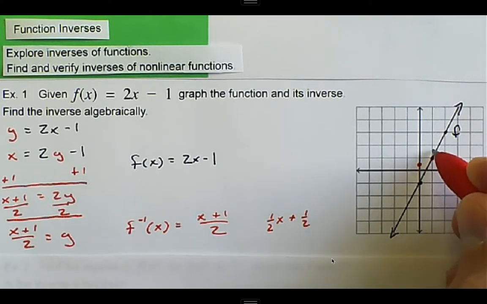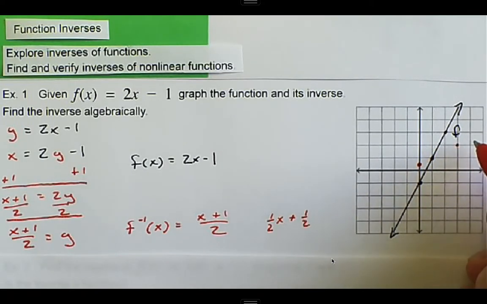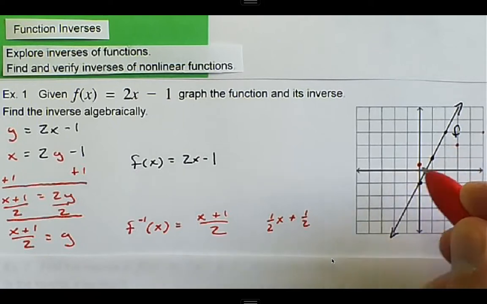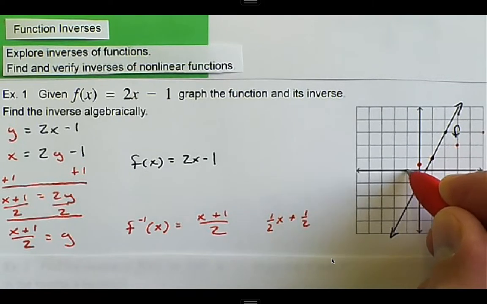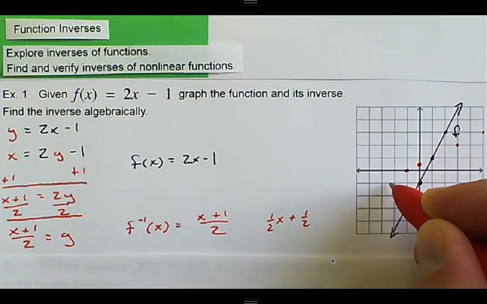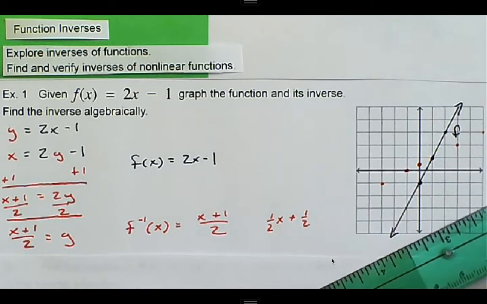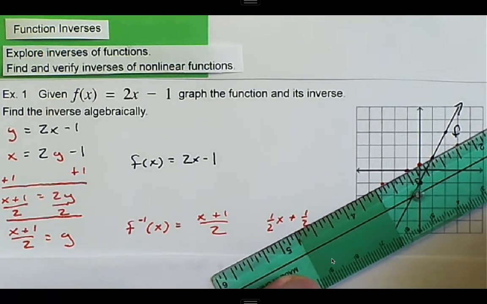And then we can go up 1 over 2, up 1 over 2. And then from there we can go down 1 over 2. And then we have our graph that goes through right there.